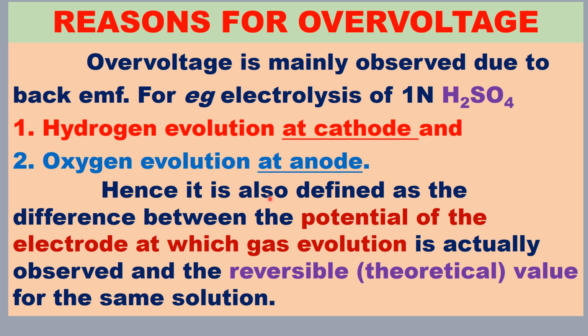So in other words, it is defined as the difference between the potential of the electrode at which the gas evolution takes place, which is actually observed, and the reversible theoretical value potential for the same solution. Okay, this reversible value is obtained from the Nernst cell EMF. We'll further understand.